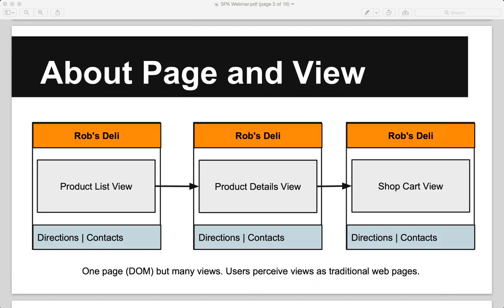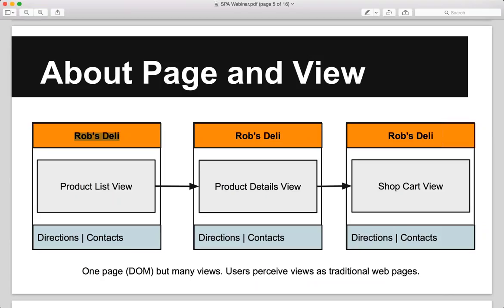So in this diagram, we have the page showing the product list view first, and then the user is navigating to the product details view, and then the user is navigating to the shopping cart view. So the views are constantly changing, but the page itself remains the same. As you can see, the header, which is the Rob's Deli, and the footer are the same. They don't keep changing, but the main body is changing all the time.